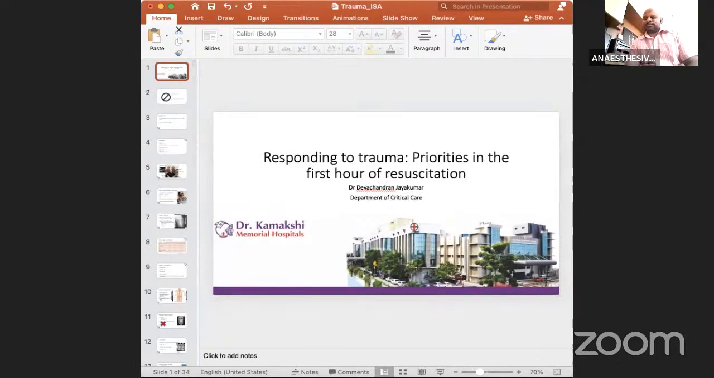He has done his MBBS from Chengalpet Medical College and has been the university topper in MD Anesthesiology in 2004 from Madras Medical College. He has completed his FRC in 2007 and EDIC in 2012. He also holds a PG certificate in medical education and evidence-based medicine. He has extensively worked both in India and the United Kingdom, and he has a lot of publications in his record. At present, he is working as a senior consultant at Kamakshi Memorial Hospital in Chennai. Over to you, sir. Welcome, sir.